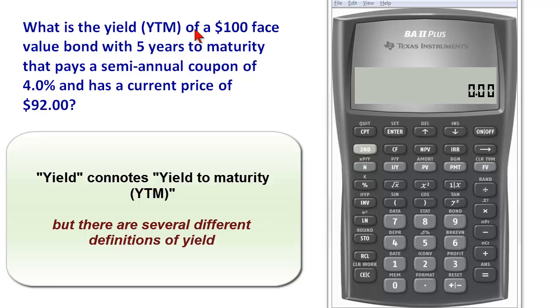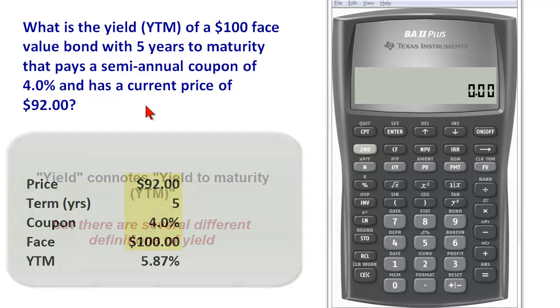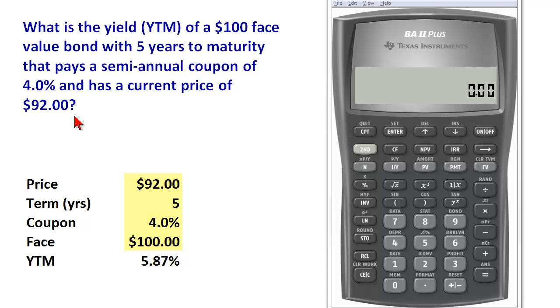What is the yield of a $100 face value bond with 5 years to maturity that pays a semi-annual coupon of 4% and has a current price of $92? So there were two key tips I tried to share in the previous video, and the first one was to immediately establish the discount or compound frequency. Now technically that's the periodicity, but what we mean is, what are we discounting this at? Annually, semi-annually? How many periods per year?